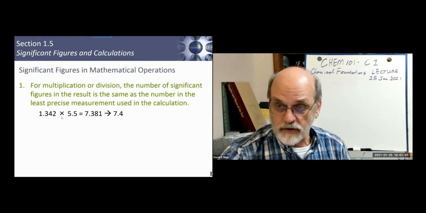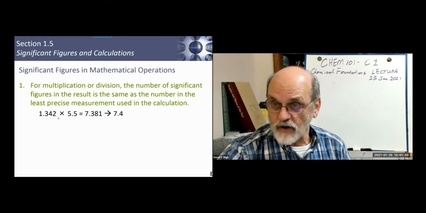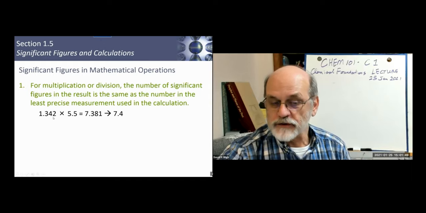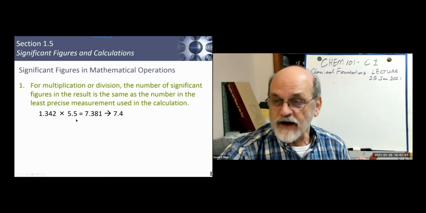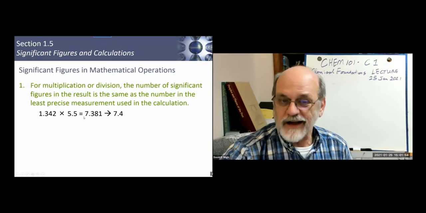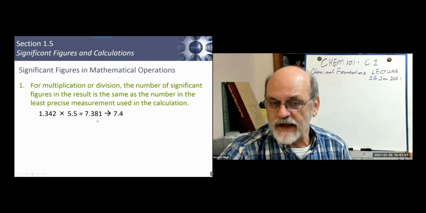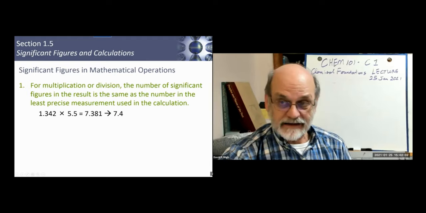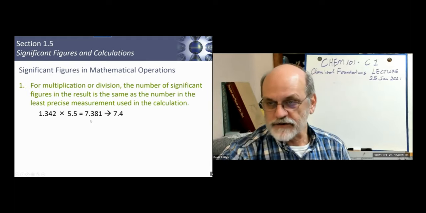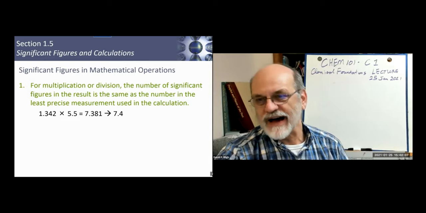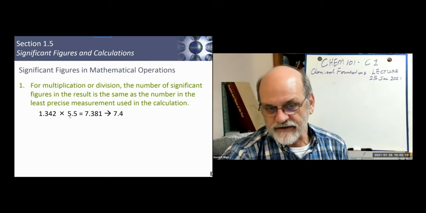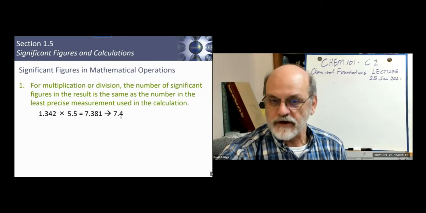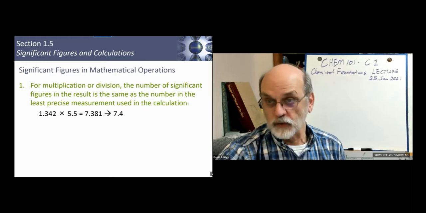when you multiply these two numbers, you look at how many significant figures are in the operators, right? 1.342 is 4 significant figures. 5.5 is 2 significant figures. And our calculator tells us the answer is 7.381. The problem is we cannot legally keep all of those significant figures because we're limited by the least accurate one. And that's this one. 2 significant figures limits our answer to 2 significant figures. That's the multiply divide rule.